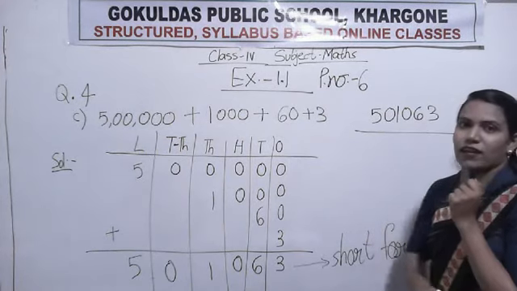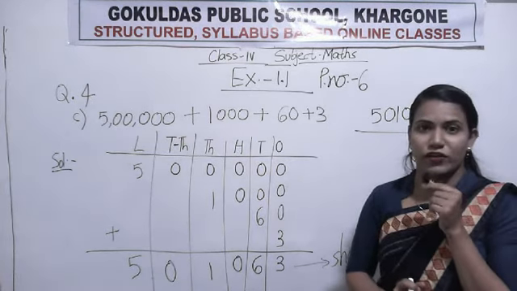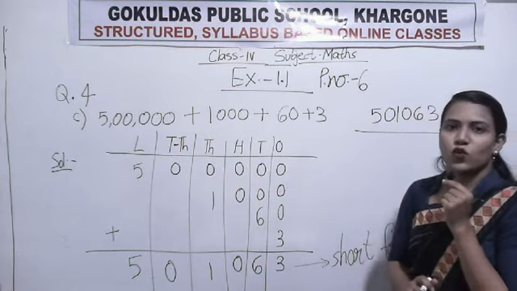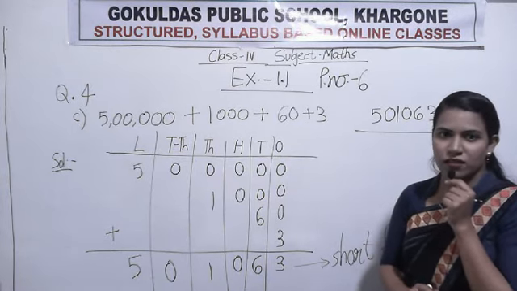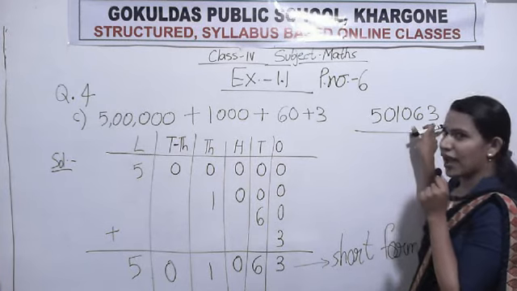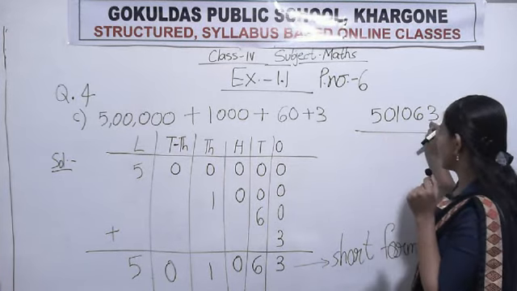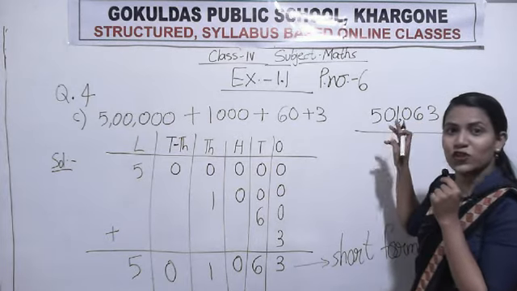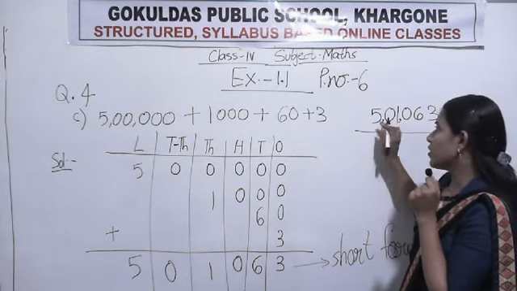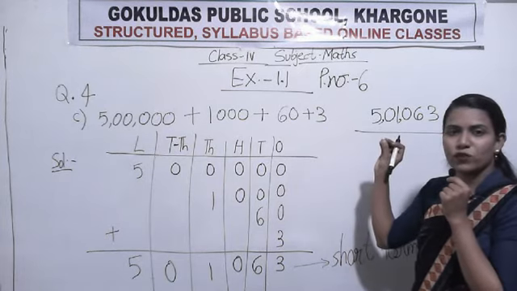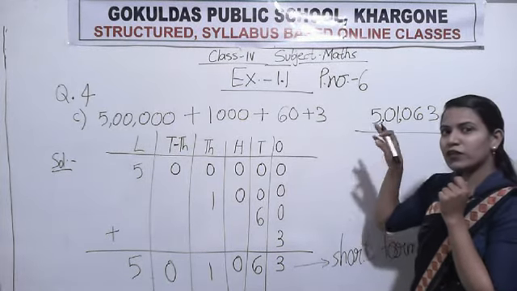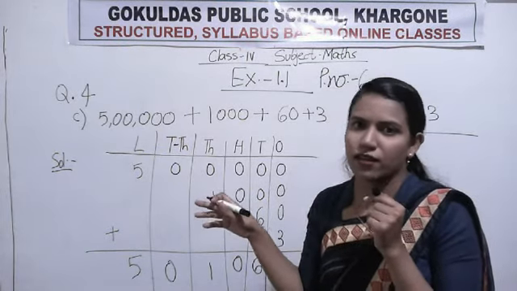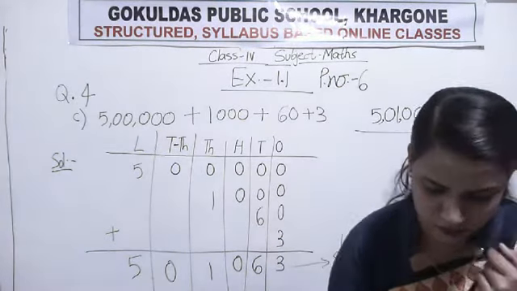50,106. Now you have to put commas according to the Indian system of numeration. So what do you do to put commas? You start from the right and leave 3 digits: 1, 2, 3, and put a comma. Then you leave 2 digits and put a comma. If more digits were there, then I will leave 2 digits and put a comma, leave 2 digits and put a comma. Okay. Note it down.